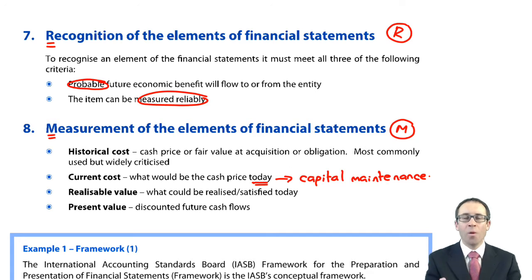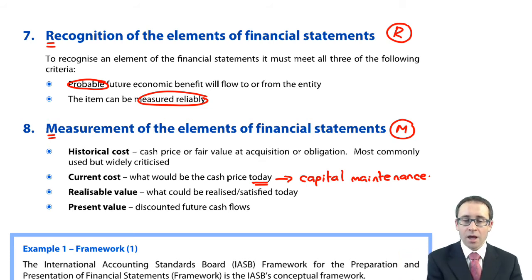So if you like, to incorporate inflation. But in most developed economies, inflation is under control. There's no hyperinflation, whereby you have excessive amounts of inflation. So we tend not to worry too much about the current cost method of measuring items within the financial statements. The current cost isn't going to be so out of date so quickly.